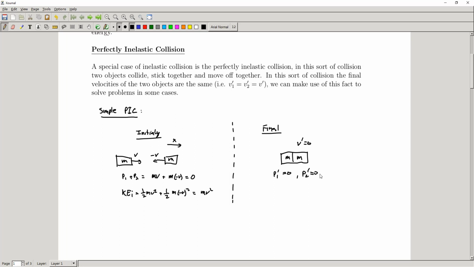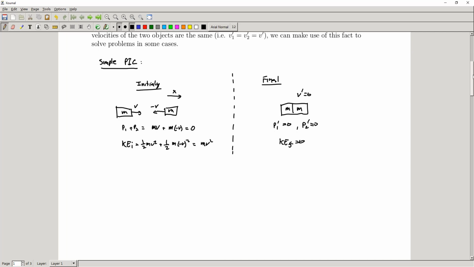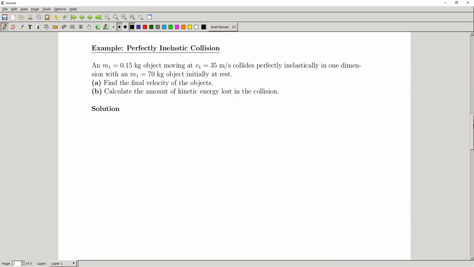There's no more motion. These two things are just sitting there stuck together. So we can do the same sort of analysis we did in the initial case, but with no velocity. There's going to be no kinetic energy in our first object or in our second object, and so our kinetic energy final is also equal to 0. Okay, and so that was just the simplest case for a perfectly inelastic collision.